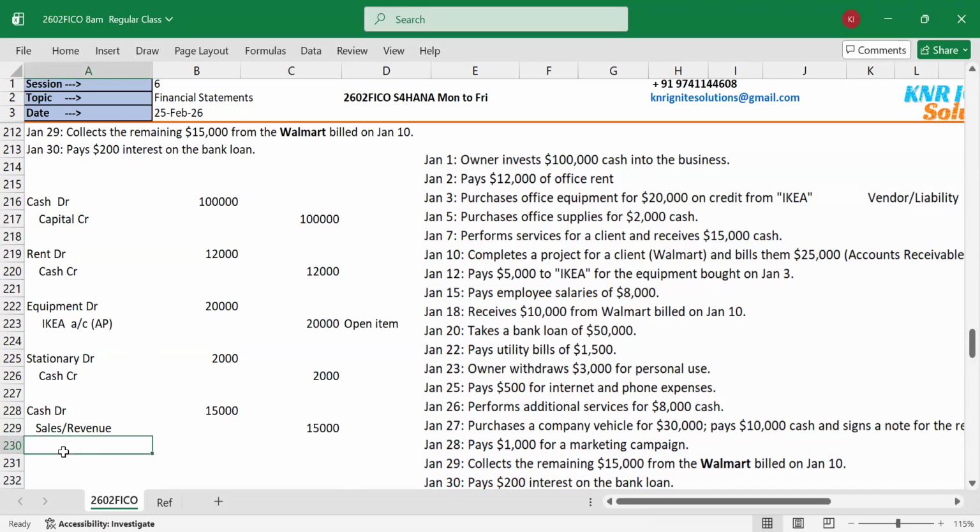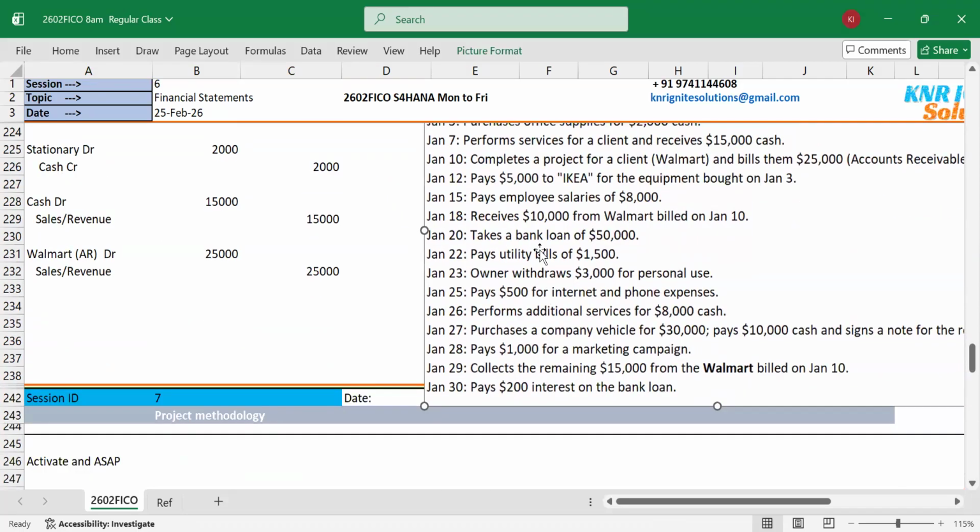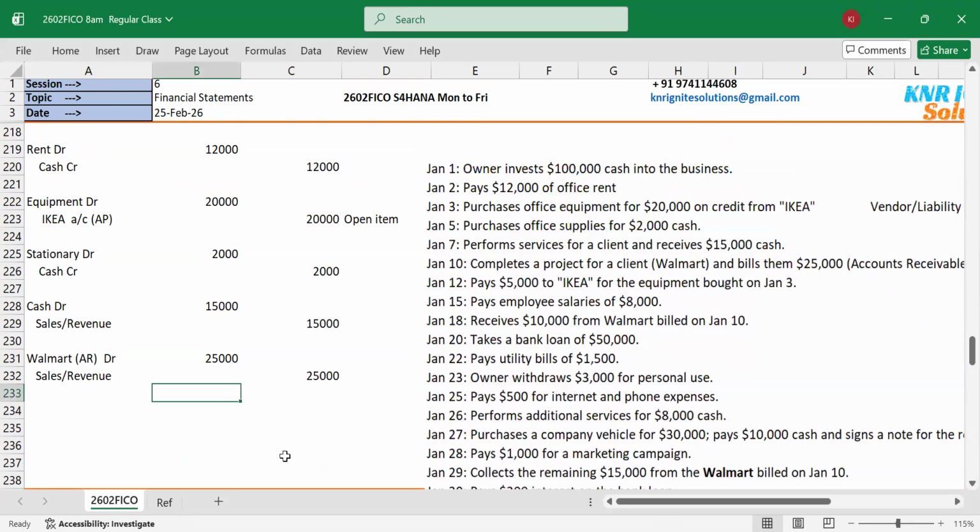Okay. Now what I'll do, I'll just start putting this. So now this is also revenue. I'm not receiving a cash. Instead of cash, I am going to record the Walmart name. In short, yeah, I'm raising a AR now. It will get debit and it will become your sales or revenue, the same thing that we have. Okay. This is for total value of $25,000. Okay. All right. Now, if I get into the next one, okay, what is the next transaction that I have?